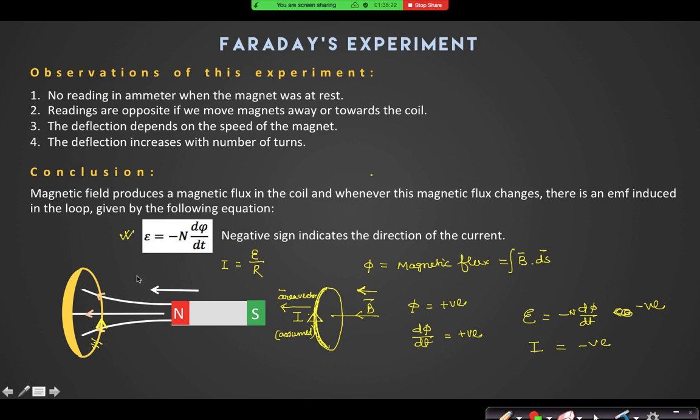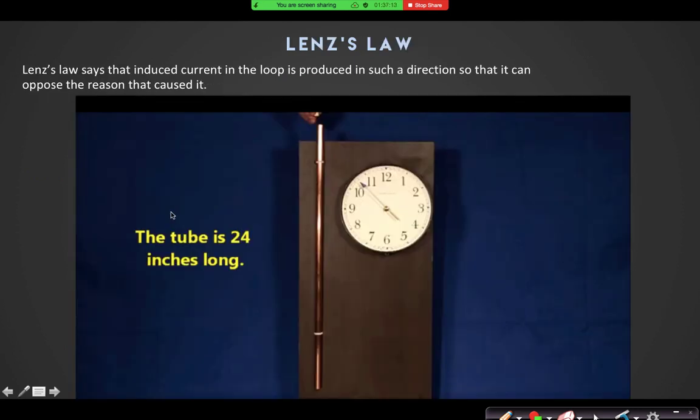But I can also find the direction of current by another law, which is known as Lenz's law. Lenz's law is another law which gives you a simpler way to calculate the direction of current. Faraday's law is sufficient to find the direction as well as the magnitude of the current. Lenz's law says that the direction of induced current is such that it opposes the reason that caused it.